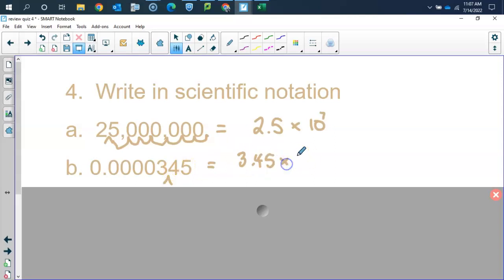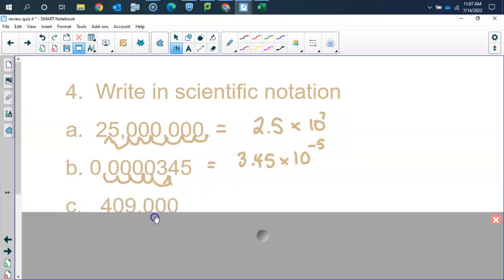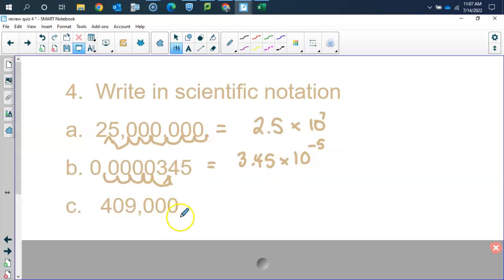3.45 times 10 to the, now, this is a very small number, so our exponent is going to be negative. Let's count. 1, 2, 3, 4, 5. So, to the negative 5th. 3.45 times 10 to the negative 5th. Those are both now in scientific notation. Okay, try C. Write it in scientific notation. Go.